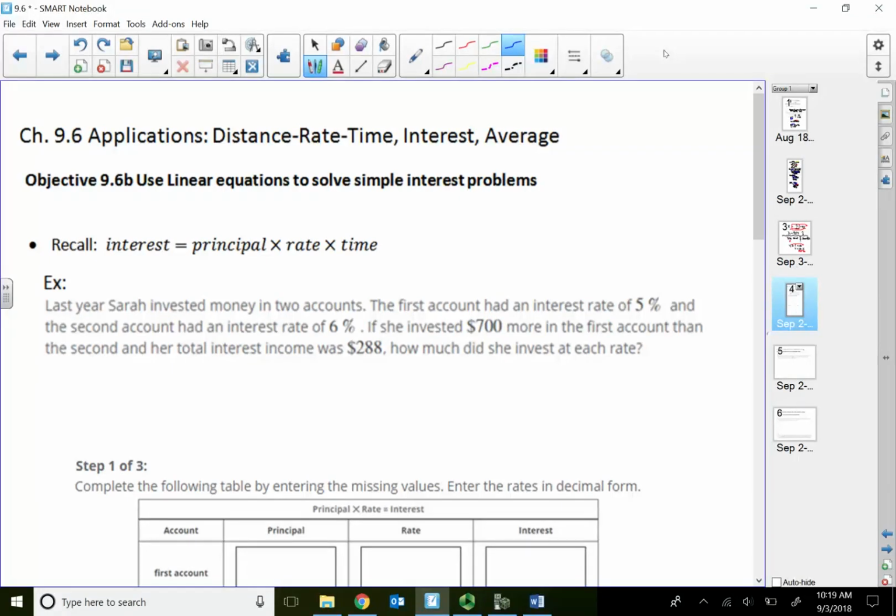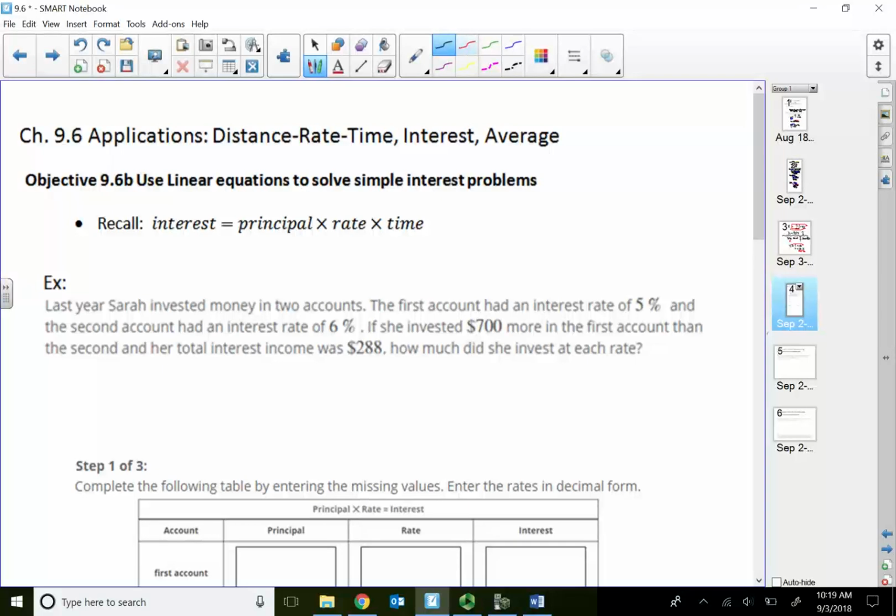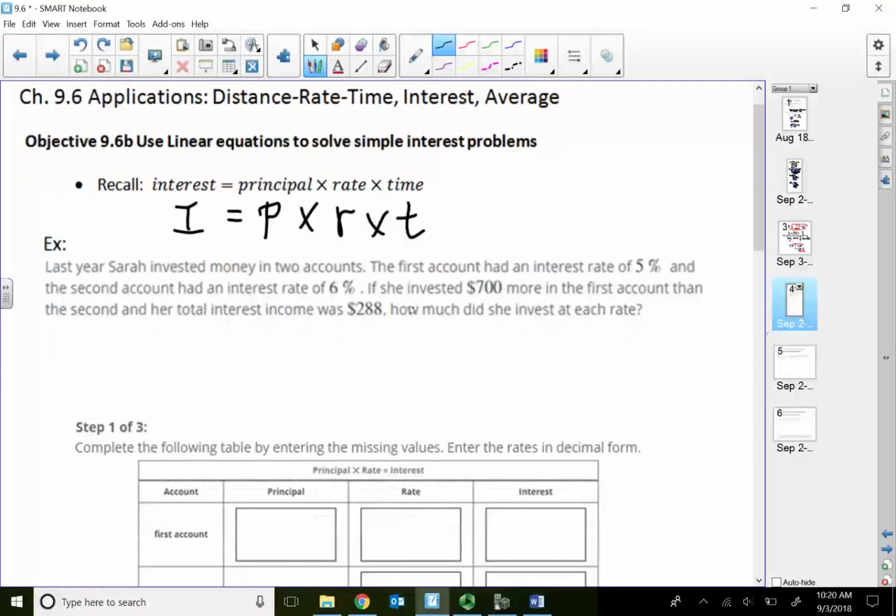In this lecture video, we're going to take a look at using linear equations to solve simple interest rate problems. As you can recall, the simple interest formula was I, interest, equals principal times rate times time. Now we're going to assume the time is 1 year. Mainly we're going to translate either for the principal or for the rate. We're going to use the interest to write out our equation.